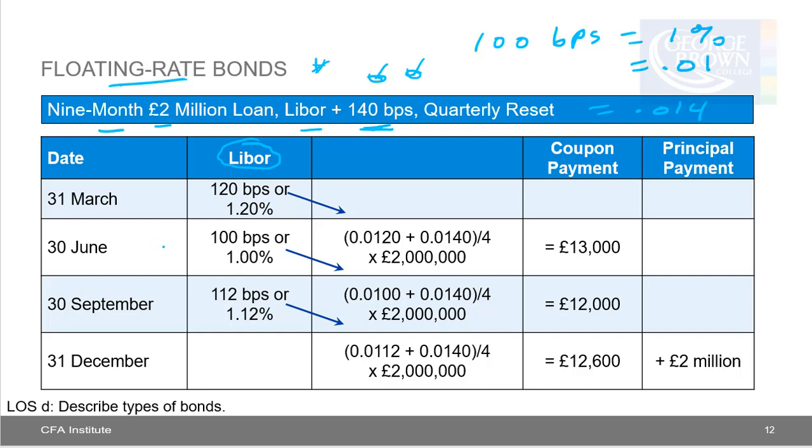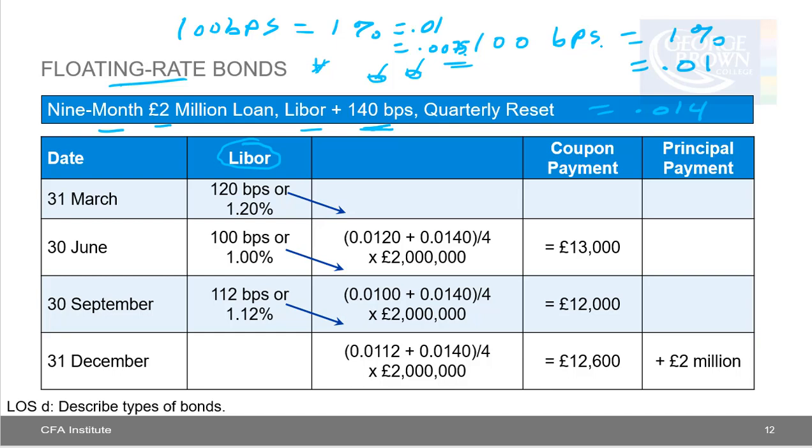Therefore, rather than stating a floating rate as LIBOR plus 0.75%, the floating rate would be stated as LIBOR plus 75 basis points, okay? So interest rates, basis points. 100 basis points equals 1% equals 0.01. So 75 basis points would equal 0.75%. It would be 0.0075, okay? So that's an important thing to understand.